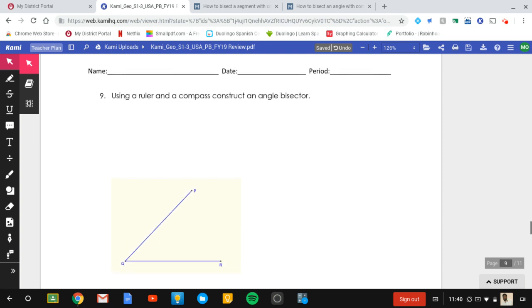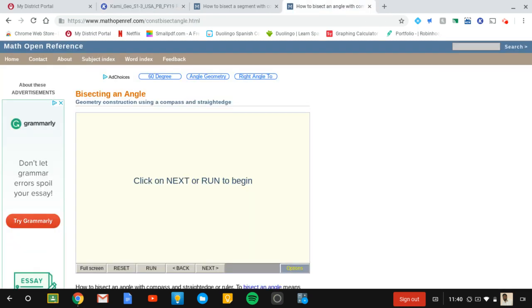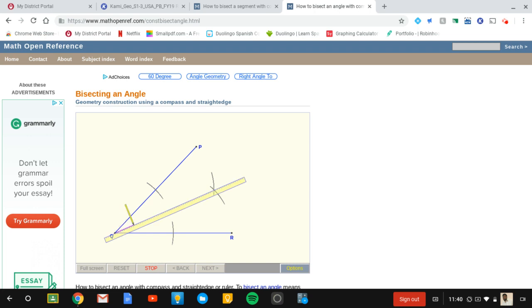So the next one is another construction telling you to construct an angle bisector. Okay, we can do that easy. Let's go ahead and follow this video real quick. It's gonna tell us exactly what to do. Okay, we start by drawing a line on both ends. All right, without changing the size, we do that. The place where they meet is where we're going to draw our thing.